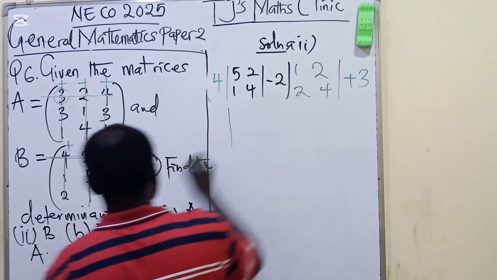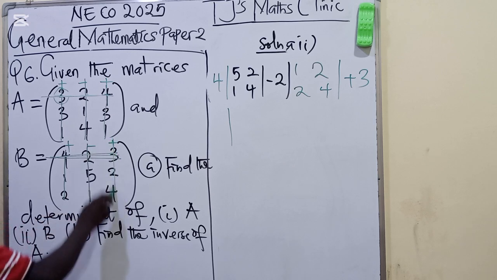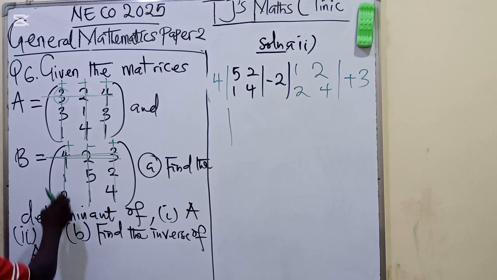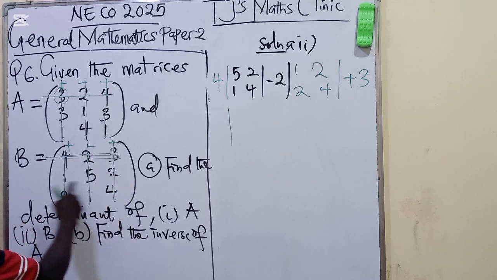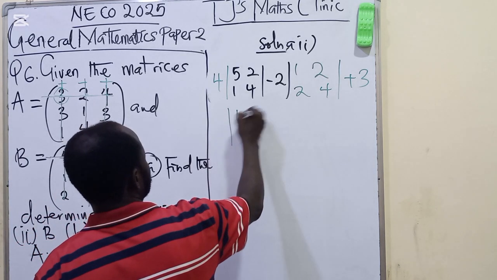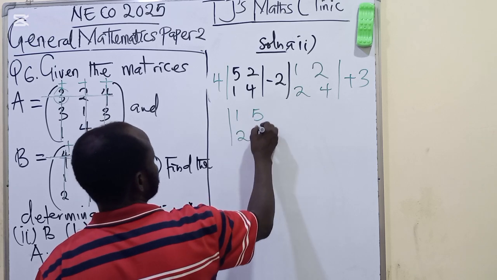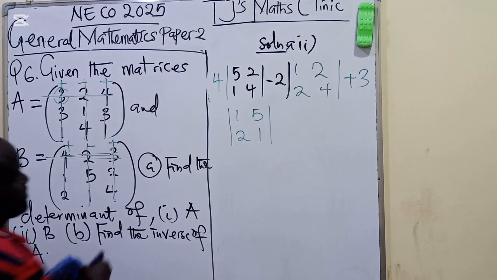We do the same. We close this row, we close this column, we'll be left with 1, 5, 2, 1. So this will be the method to find the determinant of B.